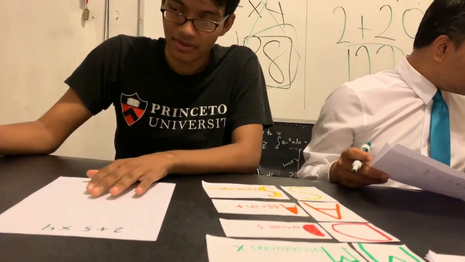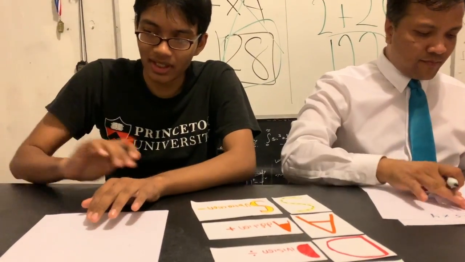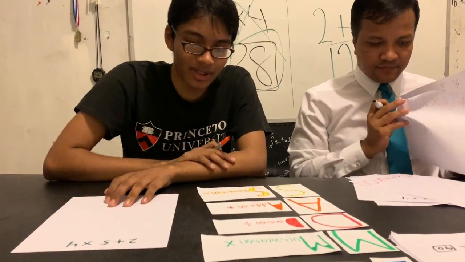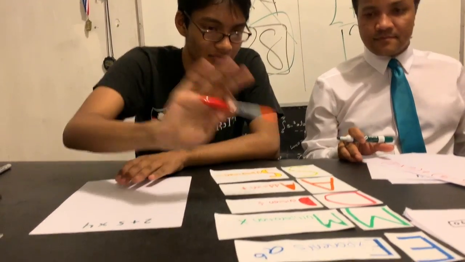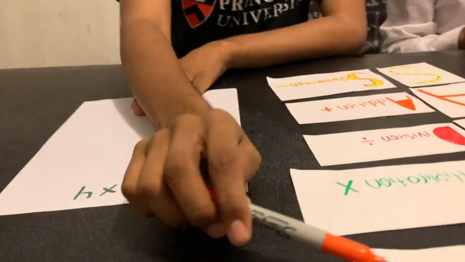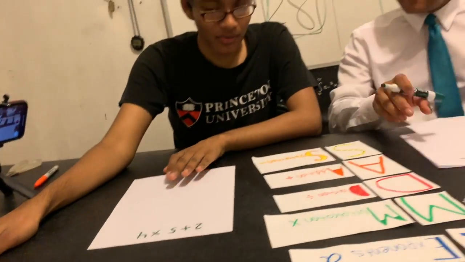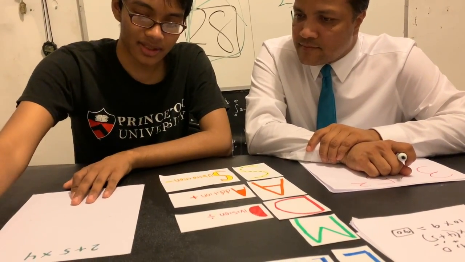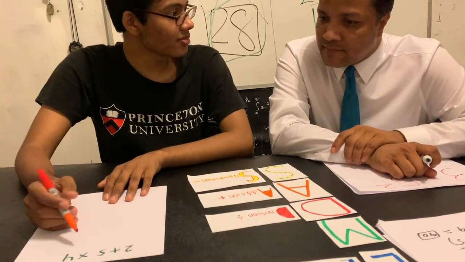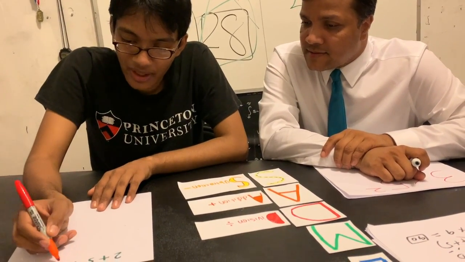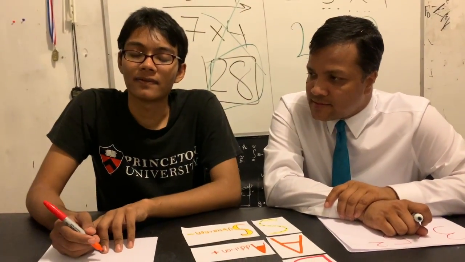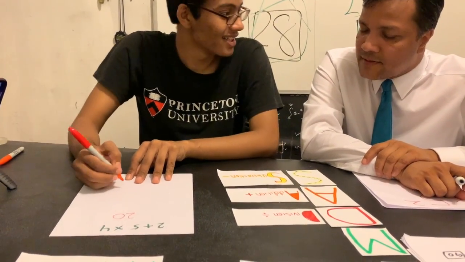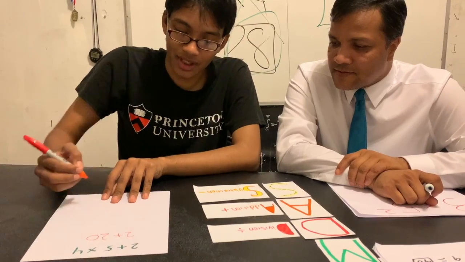That's a good question. So now I have to think which operation I should do first. Okay, let me look at my checklist. Do I have parentheses? No. Do I have exponents? No. What about multiplication? I have some multiplication. Okay, I need to do my multiplication first. So 5 times 4. 20. 5 times 4 is 20. Okay, very nice. So 2 plus 20.